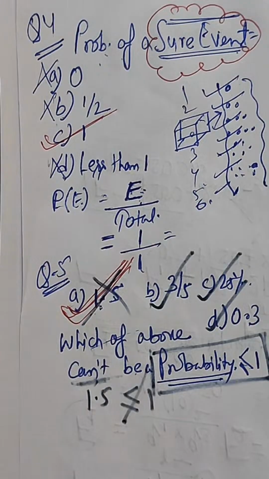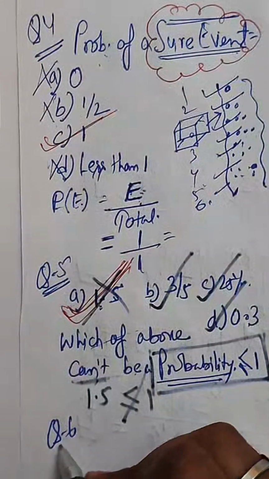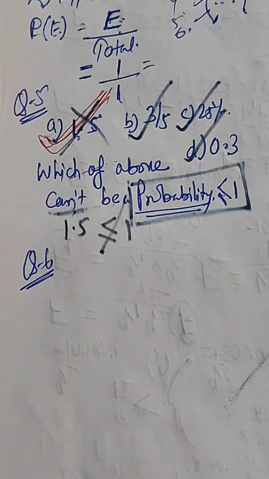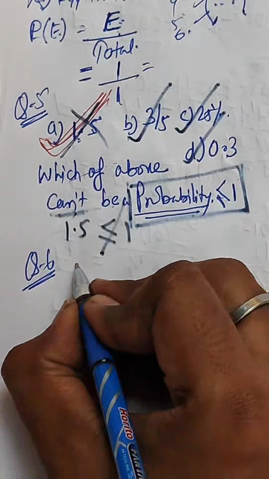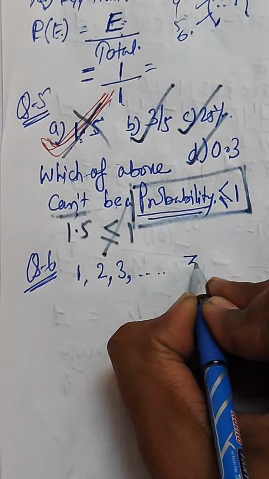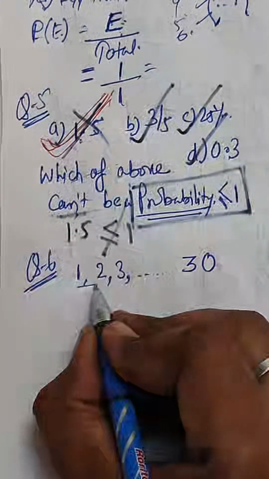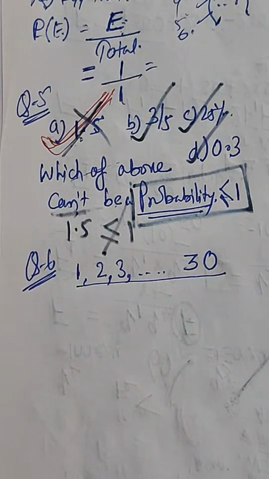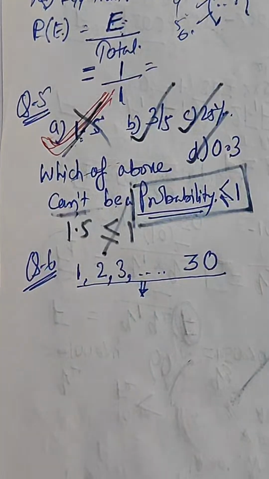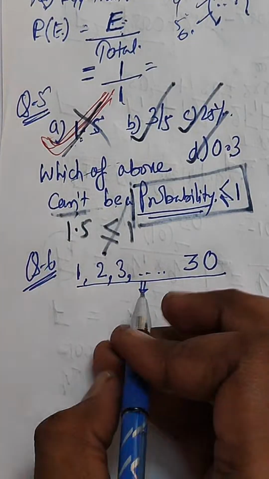So now coming quickly to question number 6 of today's MCQ series from probability. A number is selected at random from the numbers 1 to 30. So there are numbers given to you: 1, 2, 3, up to 30. From these numbers, what is the probability that the selected number is a prime number? So to find the answer, we have the options with us.